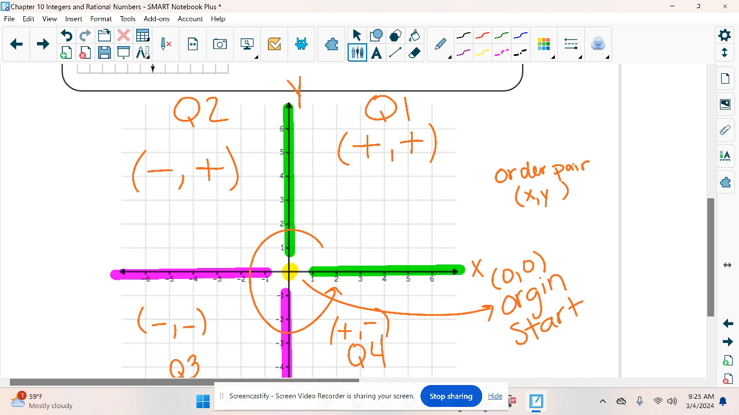Alright, so we start like this. Start at zero, left or right, left or right. Then go up or down, then go up or down. Plot the point, plot the point.